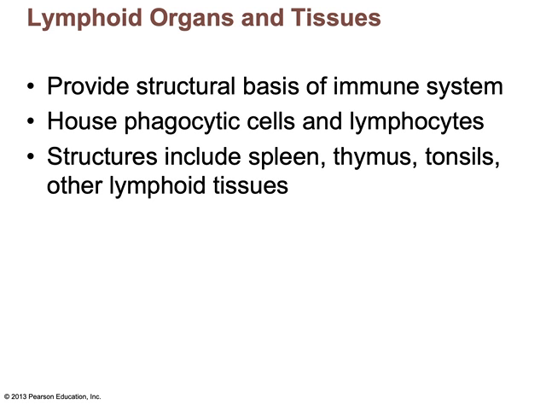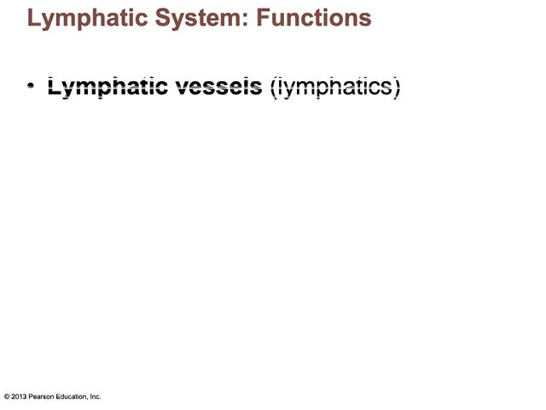And these can be really anything on the membrane surface or on the surface of the pathogen. They could be a glycoprotein, they could be a lipid, a lipoprotein, really almost any combination of molecules on the surface has the potential to be a non-self antigen. The other structures are the spleen, thymus, tonsils, and lymphoid tissues.